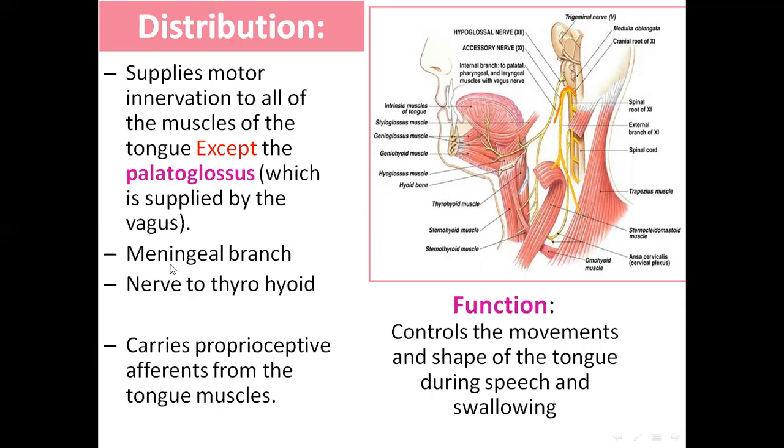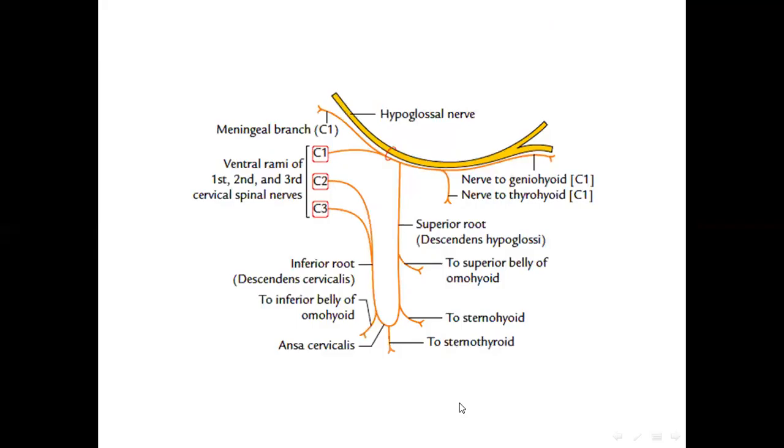The hypoglossal nerve also supplies the meninges. It also supplies the thyrohyoid muscle. It carries proprioceptive afferent fibers from the tongue muscles. The function is to control the movements and shape of the tongue during speech and swallowing.